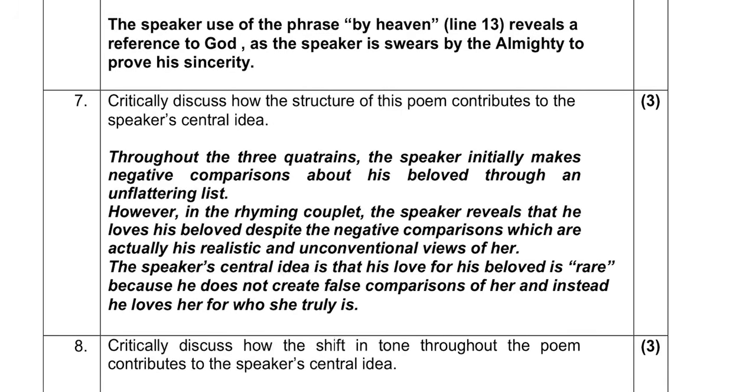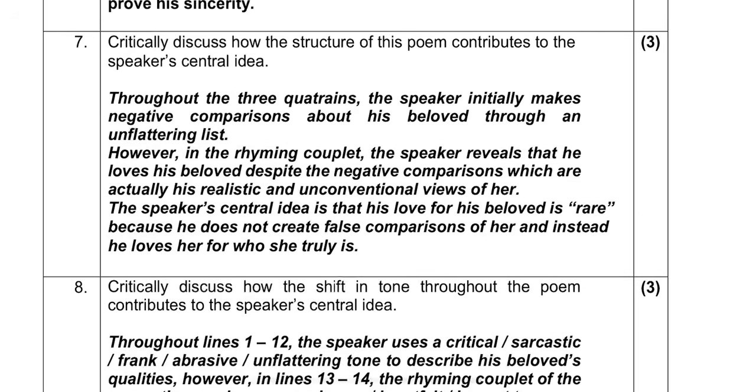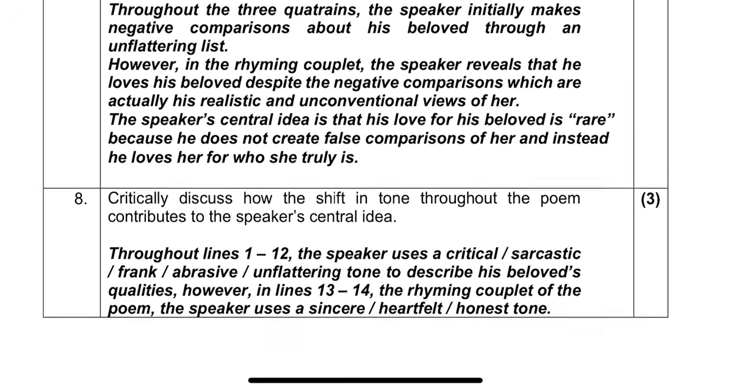Okay, critically discuss how the shift in tone throughout the poem contributes to the speaker's central idea. You always notice that the last question in your exam for the poetry section, right, for that 2.4, 3.4, 4.4, and sometimes even 5.4 has always got to do with some sort of central idea, central message. What is the core meaning of the poem, right? And you always have to identify that. You also need to prove it through making reference to either diction or imagery or tone or whatever, right? So shifting tone means that there's one tone and another tone, 2 different tones in the poem.